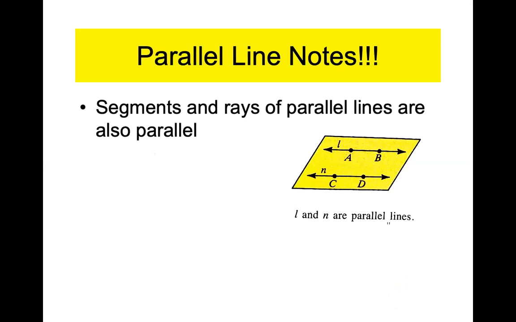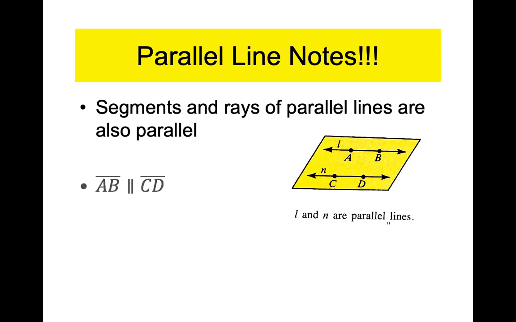Lines have segments in them, right? Line AB has segment AB. It also has ray AB and ray BA. So lines are made up of segments and rays. If I give you two lines that are parallel, what do you know about all the segments and the rays that make up those two lines? They're also parallel, correct?